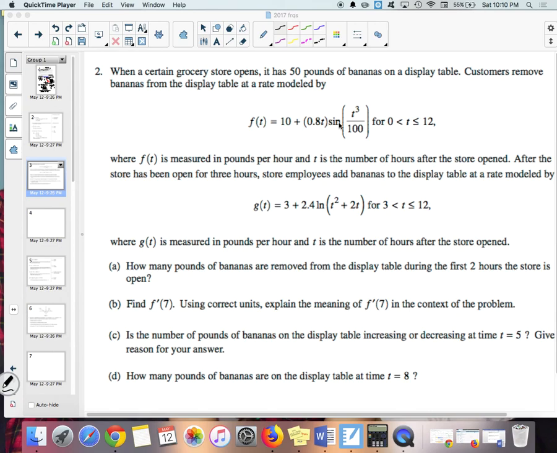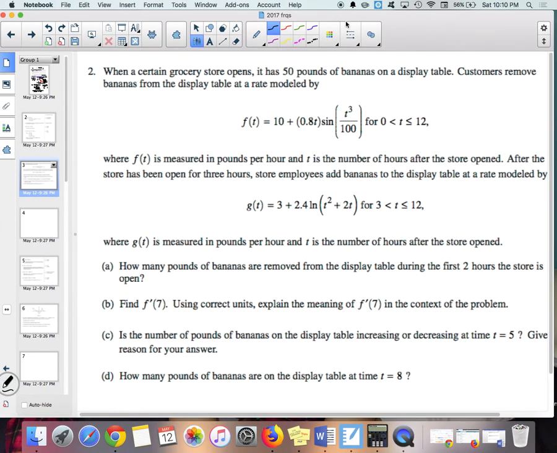After the store has been open for 3 hours, store employees add bananas to the display table given by g of t, where g of t is in pounds per hour and t is the number of hours the store has been open. So part A asks how many pounds of bananas are removed from the display table during the first 2 hours the store is open. If we're talking about the number of pounds of bananas that are removed, we need to talk about this f of t function. Customers are removing them at that rate.